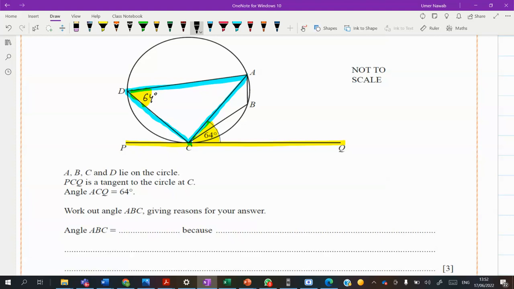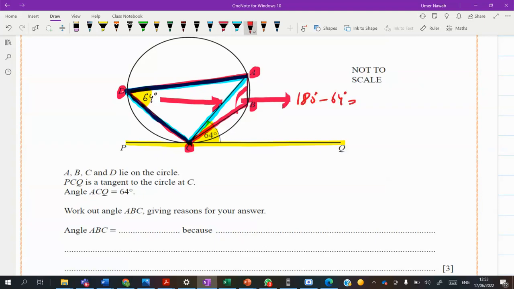Okay, so 64, 64, we found it. Now cyclic quadrilateral. Why cyclic? Because A, D, C, and B corners, they are making a cyclic quadrilateral. So the opposite to 64 is angle B. So I can easily find it. 180 minus 64, that gives you 116.